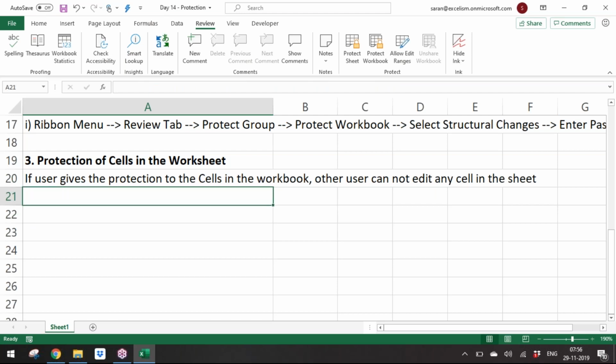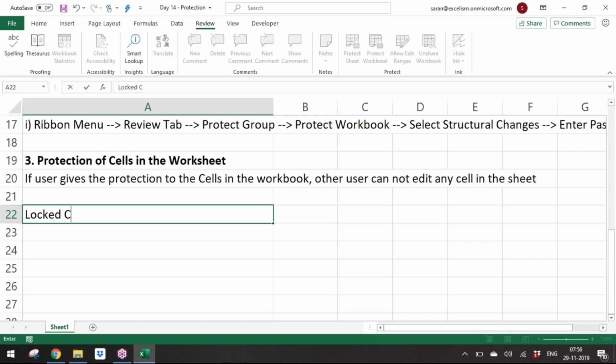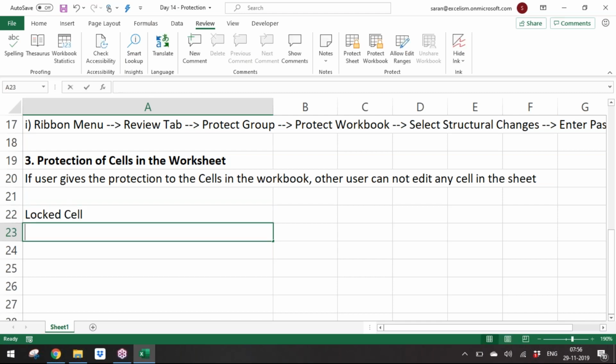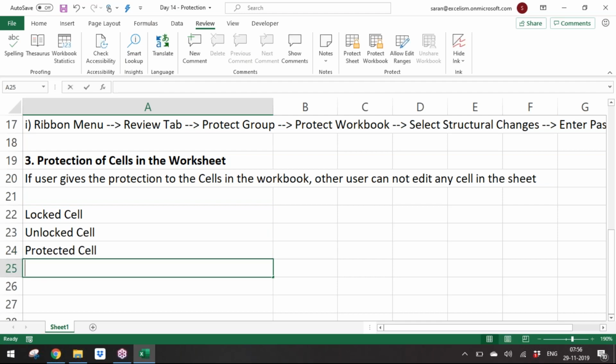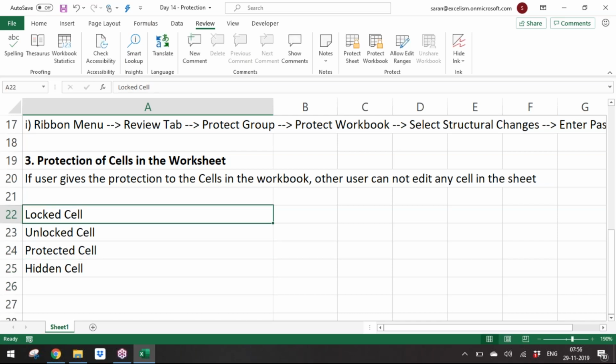Okay, now to understand this, you need to understand a couple of important concepts in Excel. Couple of important words. There is a concept in Excel, locked cell. There is one more concept, unlocked cell. There is one more concept, protected cell, and there is one more concept, hidden cell. Try to understand: locked cell, unlocked cell, protected cell, hidden cell. By default, every cell is a locked cell. Every cell in Excel is locked. But generally, by looking at the names, we think by default every cell is unlocked, which is wrong.